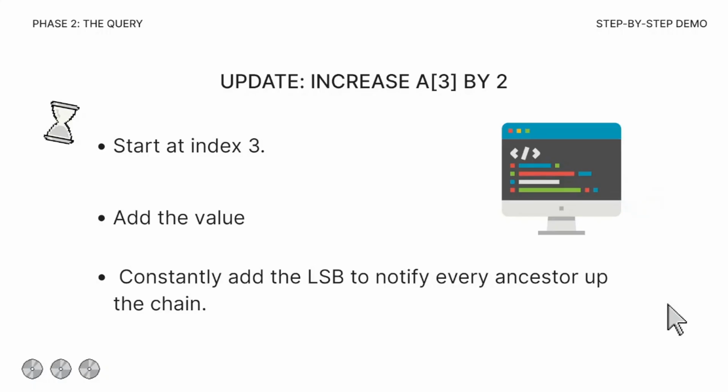The last type of query I'd like to introduce is the update query. And here we'd like to increase A3 by 2. So we will have to start at index 3 for sure. And then we add the value. We constantly also add the LSB to notify every ancestor of the chain.